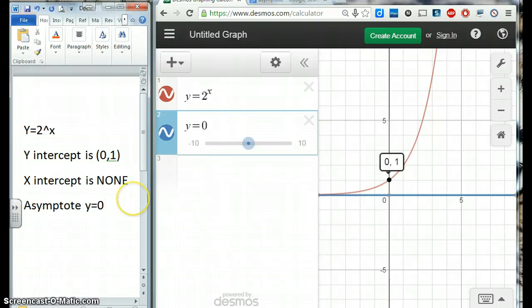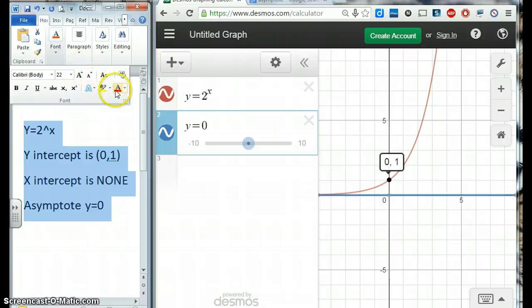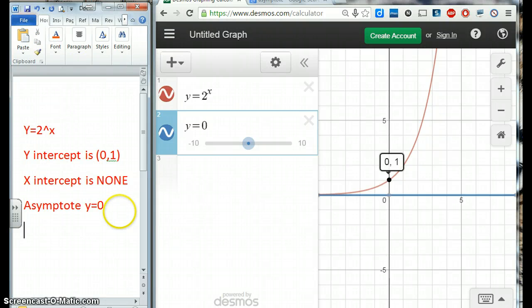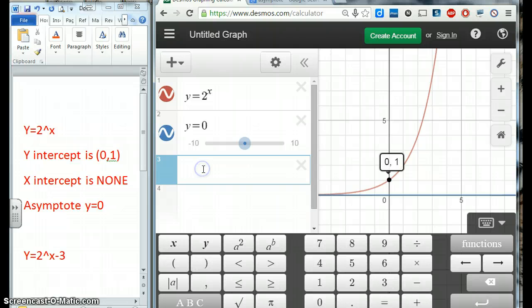All right, now let's compare it to another one. So this is my red one. And let's make a new one. Y equals 2 to the power of x minus 3. Okay, we'll type that one here. Y equals 2 to the power x minus 3.